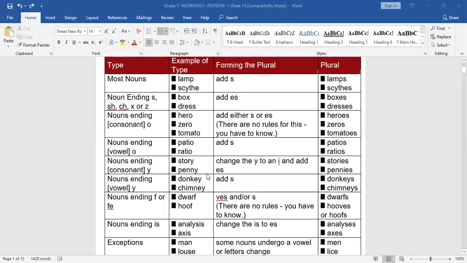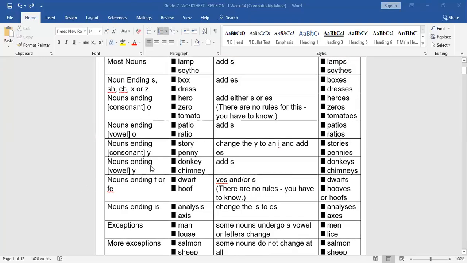Okay, boys. Some nouns end in consonant y. How can we make their plurals? Change the y to an i and add es, like story, stories. We remove the y and write i in place of it, and then we add es, so it becomes stories. This is how we make the plural of words ending in consonant y.